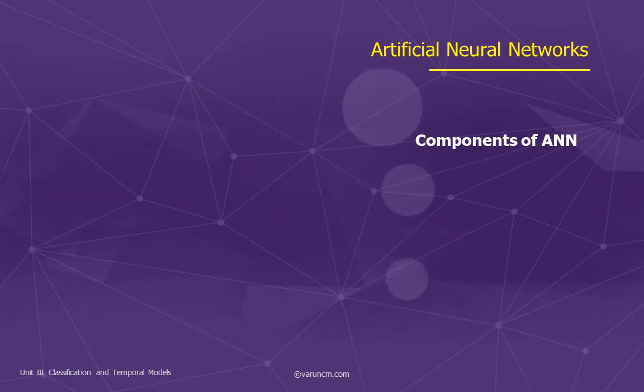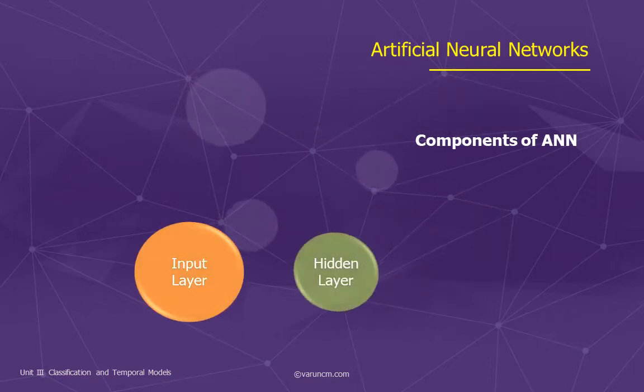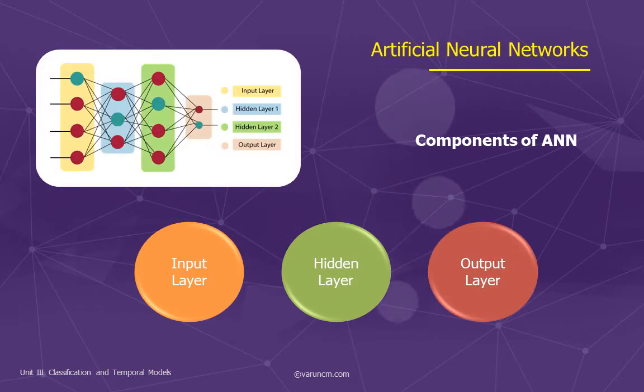What are all the components that are present in the artificial neural networks, that we are going to see now. There are the input layer, hidden layer and output layer. These are the three important components which are available in the artificial neural network.